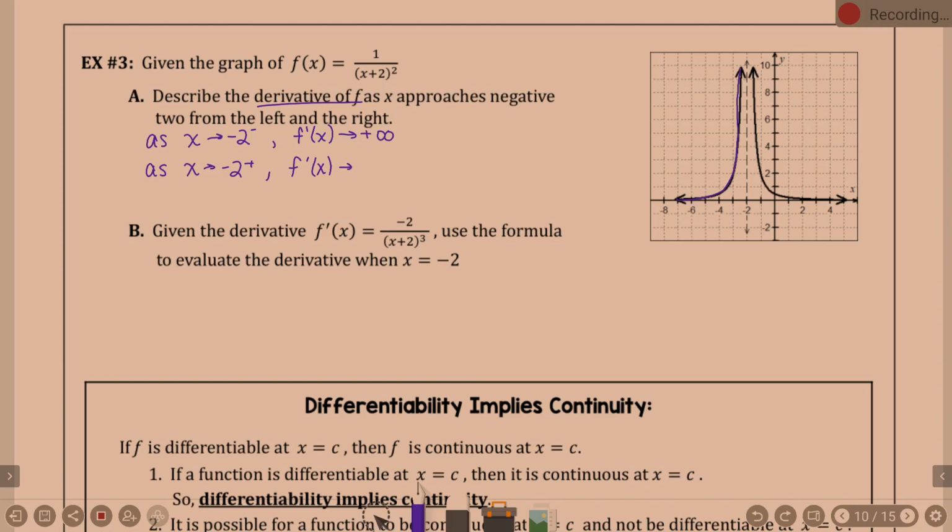So now we're on the right here. As we approach -2 from the right, what is my slope doing? First of all, what kind of slope is over here on the right? These are negative slopes, yes? As we approach here, it's getting steeper and steeper and steeper again, yes? But steeper and steeper in the negative sense, which means what are we approaching? Negative infinity.